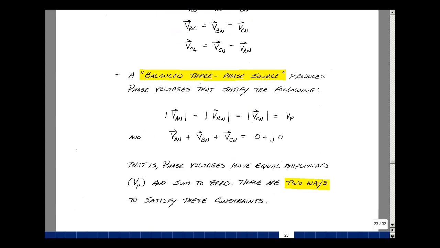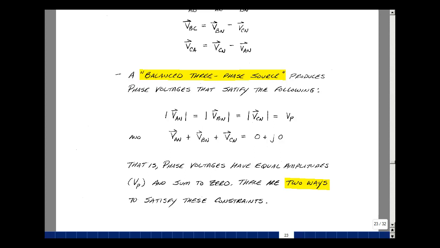A balanced three-phase source produces phase voltages that have the following characteristics. The magnitudes of V sub AN, V sub BN, and V sub CN are all equal to each other, and we'll call that V sub P for phase voltage. That'll be the magnitude of the phase voltage. And secondly, that the vector sum of these three voltages is equal to 0.